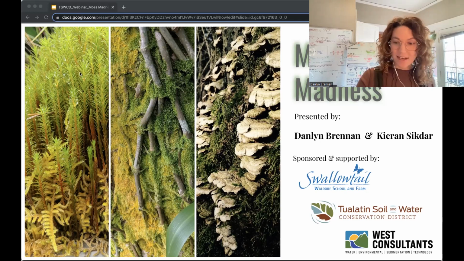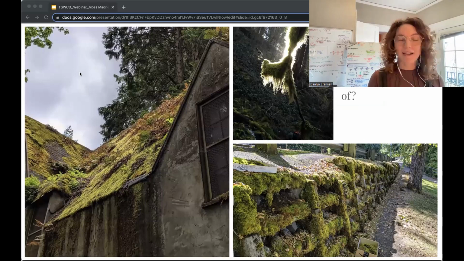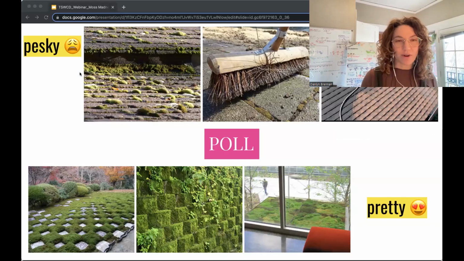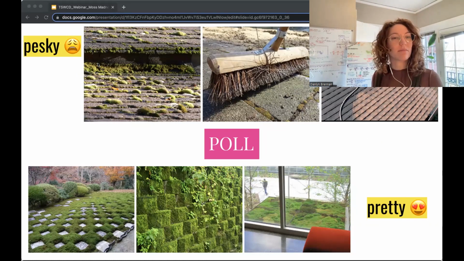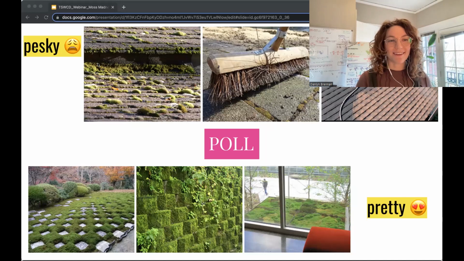Let's see if I can get it to move forward. There we go. So first thing first, I wanted to get an idea and ask you all, when you think about moss, what do you think of? What kind of feelings does it evoke in you? There'll be a poll up. I'm going to ask you on a scale of 1 to 5, do you see mosses as pesky, or maybe you see it more as pretty and you like to keep it around? Of course, this audience might be biased, but it'd be really cool to get to know the lay of the land of how everyone feels about moss from the get-go.